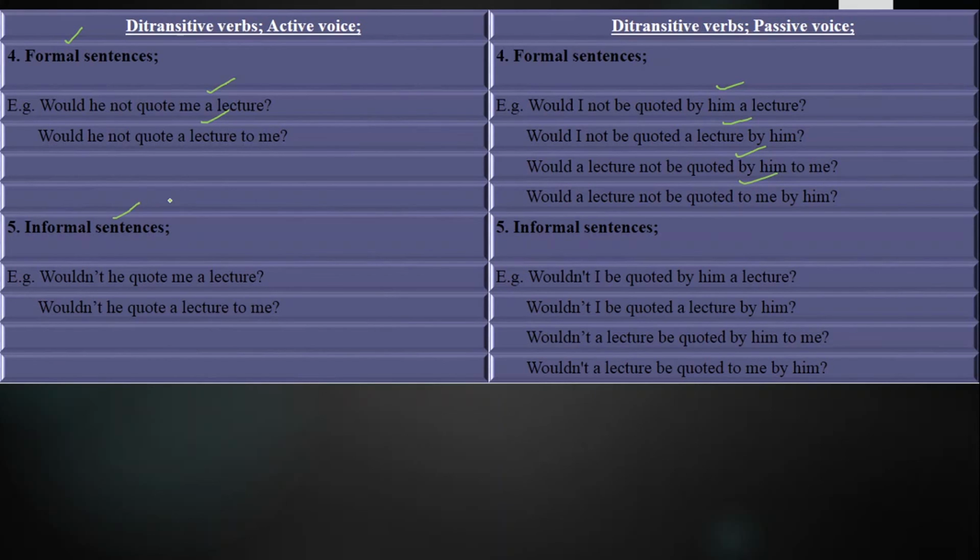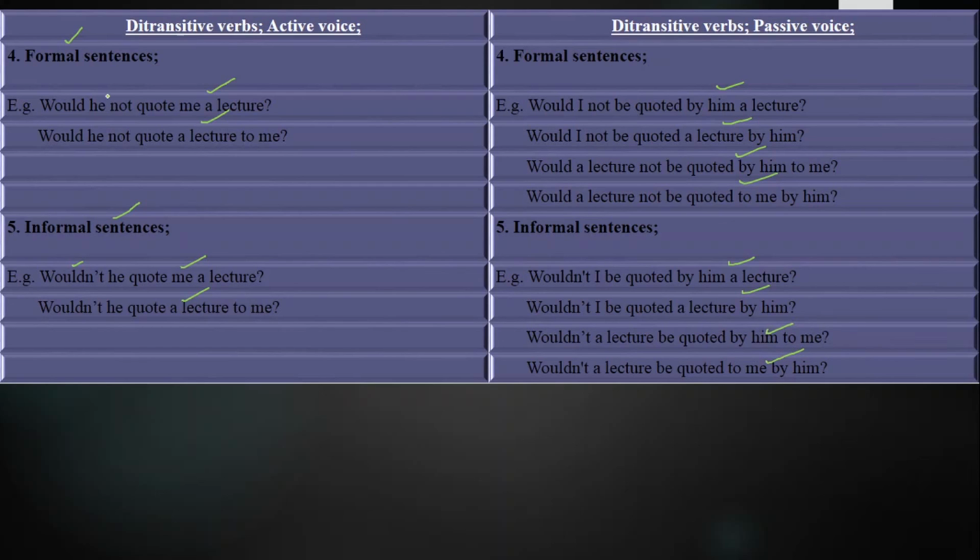Last we have the informal sentences, which are the opposite of formal. Their complete name is interrogative negative informal sentences. Those sentences in which we ask a question, deny the statement and we ask them in an informal way, with our juniors, with those younger than us, and we use it in a friendly atmosphere with those you are close with. The short form of "would not" is "wouldn't". Wouldn't he quote me a lecture, wouldn't he quote a lecture to me? Wouldn't I be quoted by him a lecture, wouldn't I be quoted a lecture by him? And wouldn't a lecture be quoted by him to me, wouldn't a lecture be quoted to me by him?